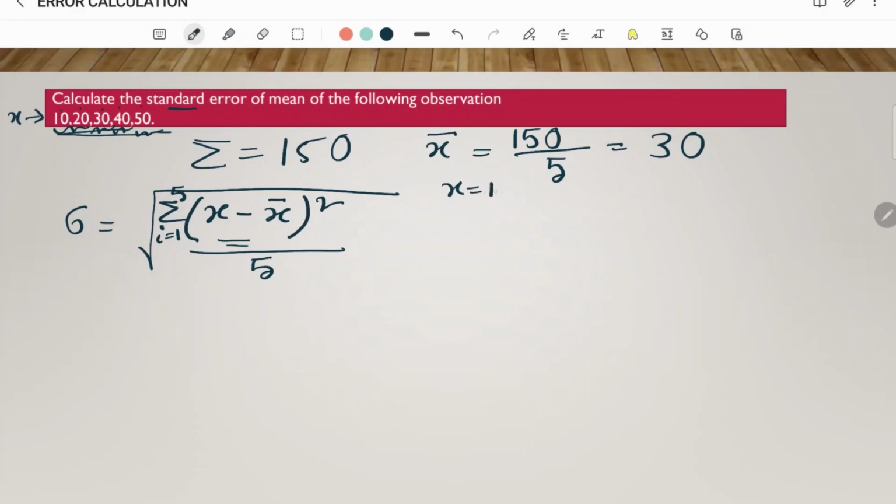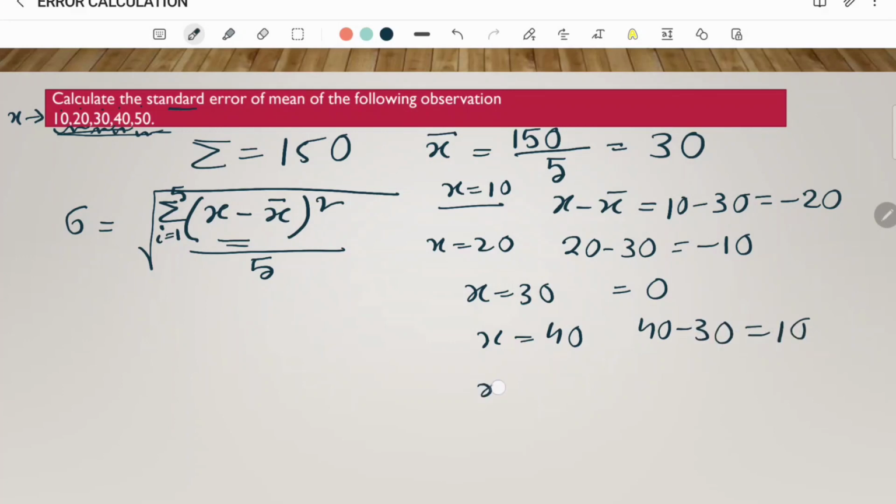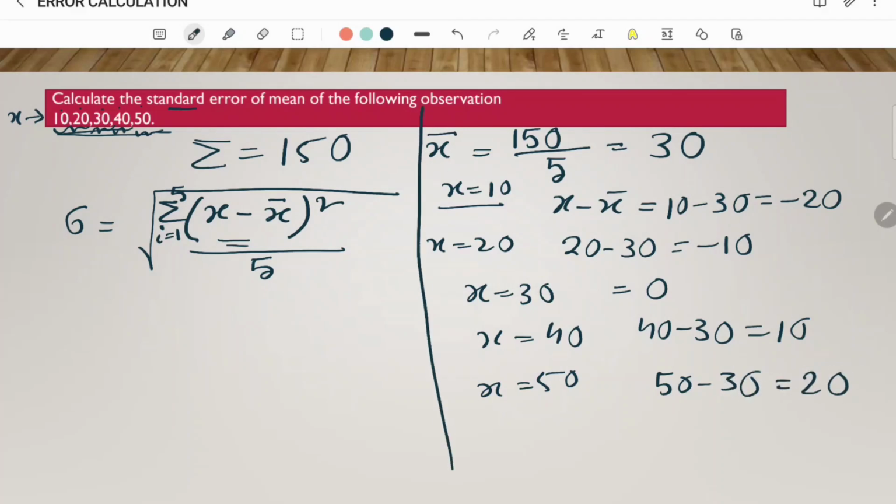Let us take x equal to 10, and for that our x minus x mean becomes 10 minus 30, which is minus 20. For x equal to 20, our data becomes 20 minus 30, which is minus 10. For x equal to 30, it becomes 0. For x equal to 40, it again becomes 40 minus 30, which is 10. And for x equal to 50, it becomes 50 minus 30, which is equal to 20. Now we put all the values.